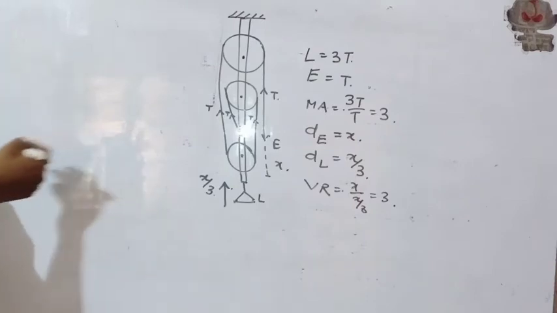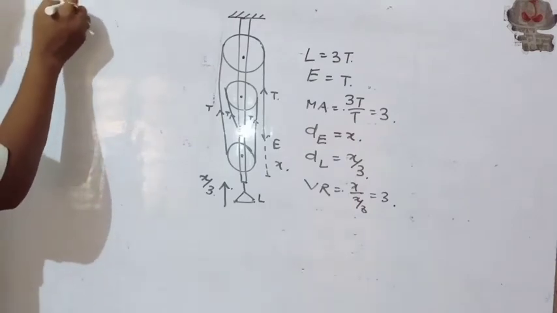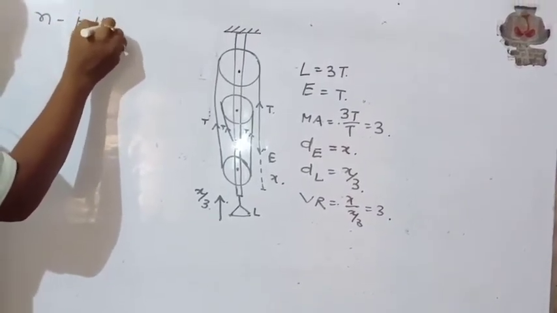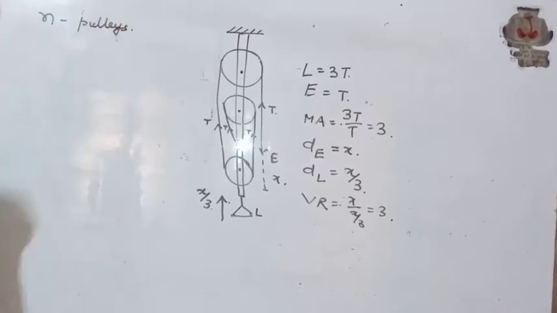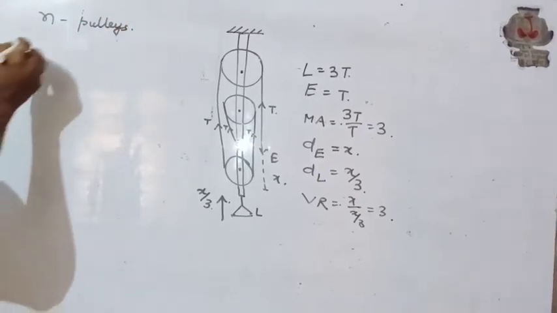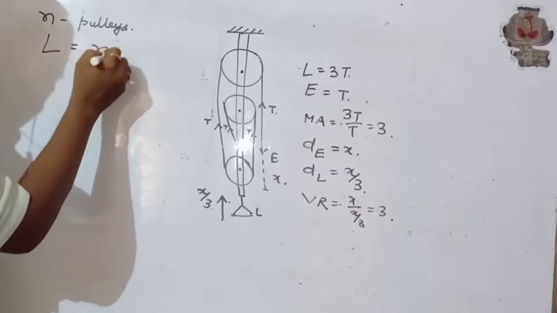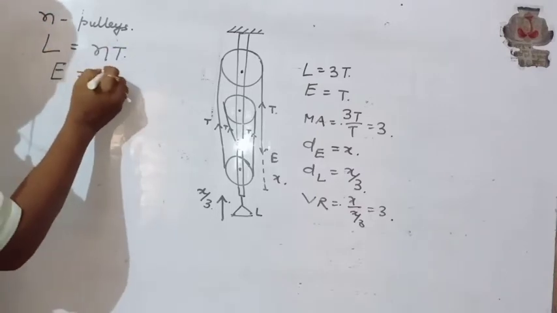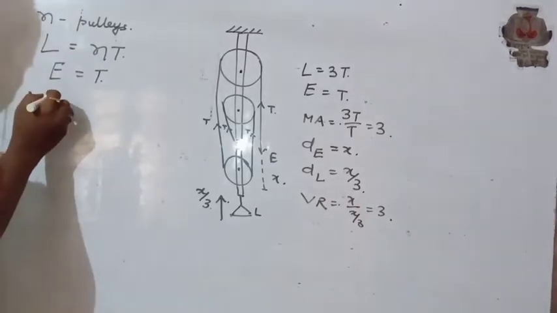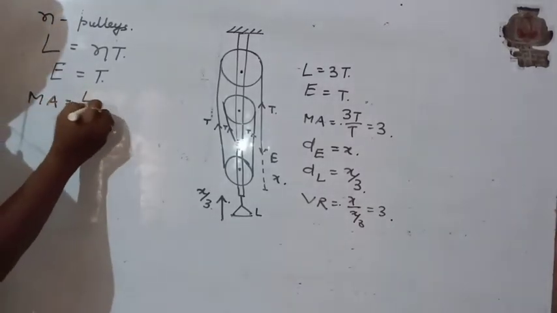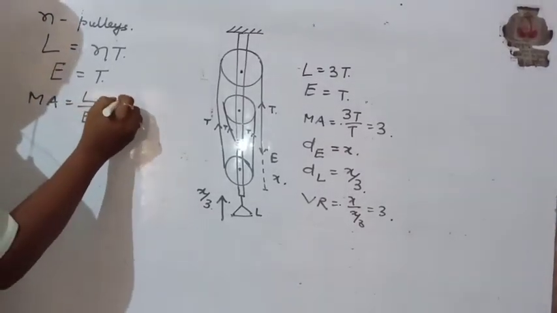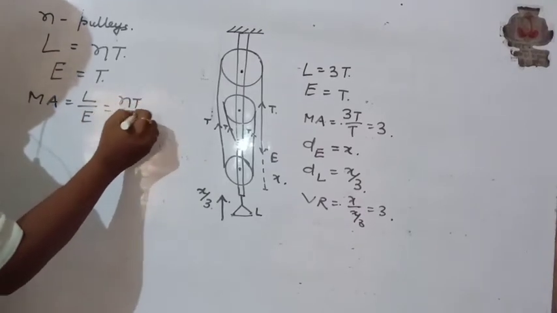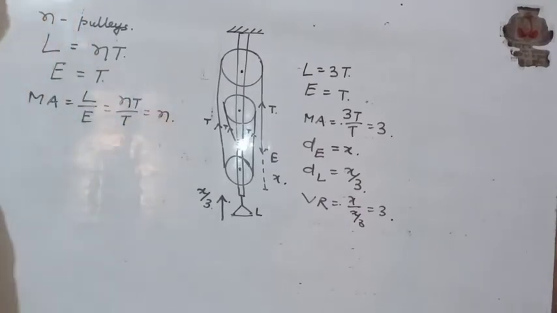In a block and tackle system with n pulleys, suppose you are taking a block and tackle system with n pulleys. What will be the load? That will be equal to n into T. What will be the effort? That will be equal to T. So what is the mechanical advantage? It is load by effort. So n into T by T, that is equal to n.